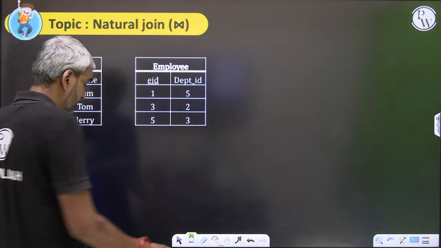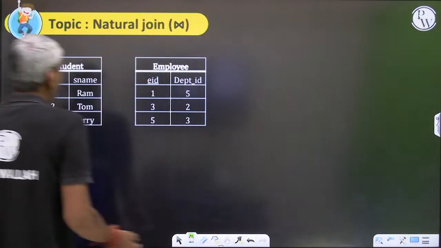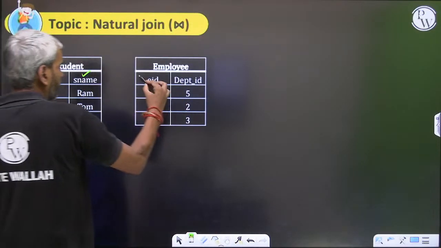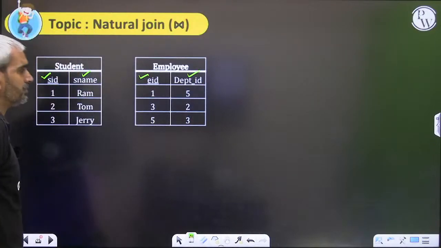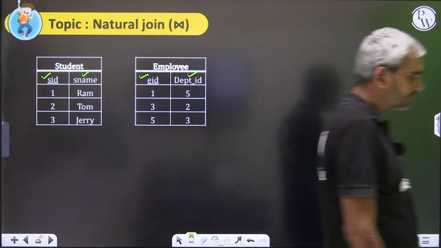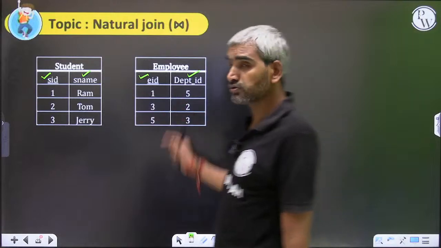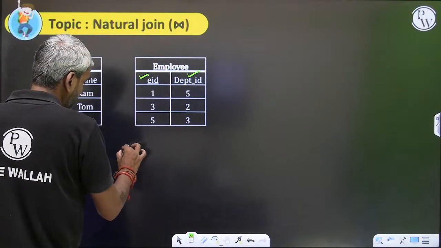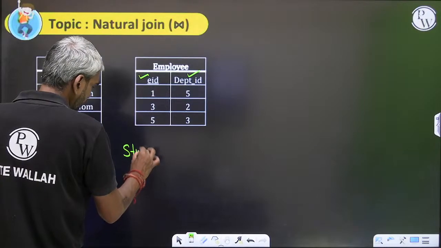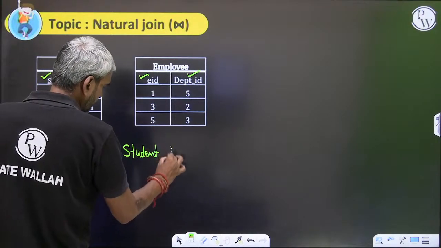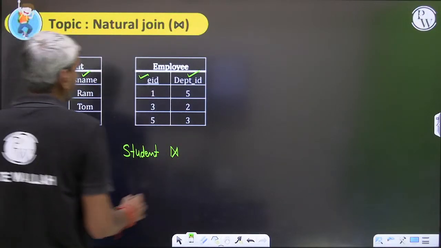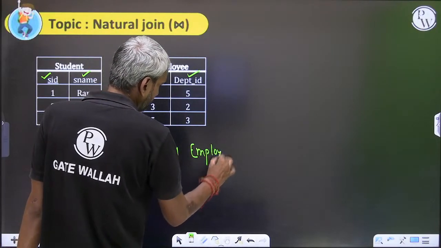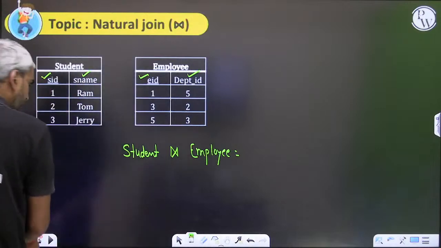Let's look at this. So what will happen if you perform the natural join of these 2 relations? If you perform the natural join of these 2 relations, student natural join with employee. Okay, let me first give you an explanation, then we'll talk about that.